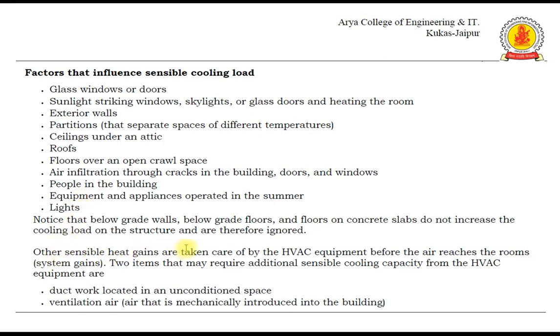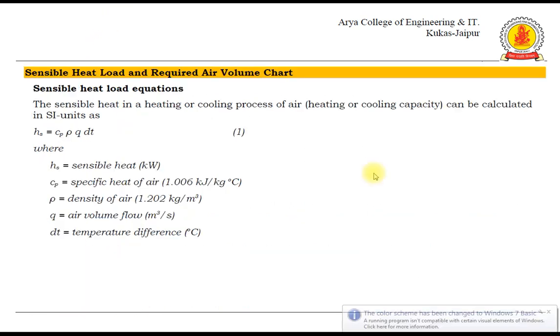Other sensible heat gains are taken care of by refrigeration equipment before the air reaches the room. There are some more items like duct work. Heat gain by duct is also to be calculated. Ventilated air, infiltrated air, that we have talked about before. Now we know that we have to calculate sensible heat load as well as latent heat load for the system to select or to design.